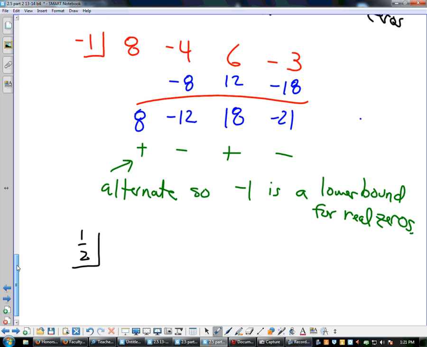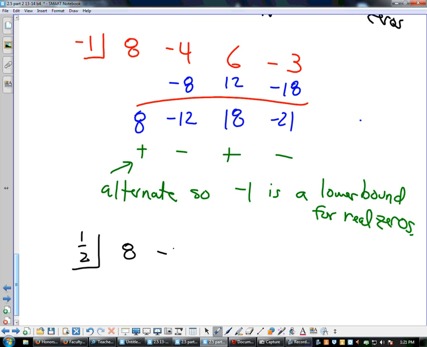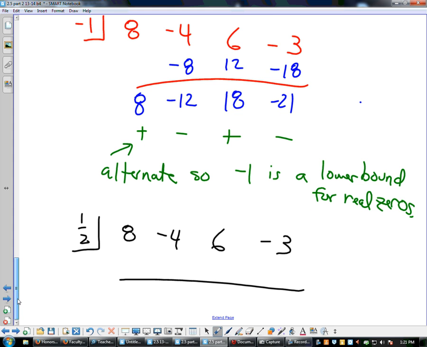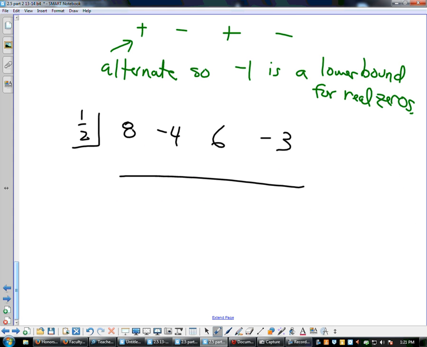And you're going to put your coefficients, which are 8, -4, 6, -3. And when we do this synthetic division, I bring down the 8, multiply, I get 4, add, I get 0, multiply, I get 0, add, I get 6, multiply, I get 3, add, I get 0. So 1/2 does work. Not only that, I'm left with this. These are the coefficients of my quotient when I'm dividing.